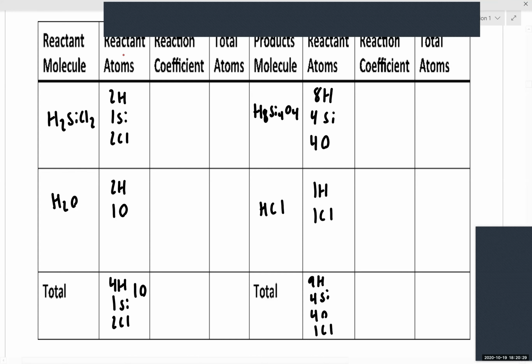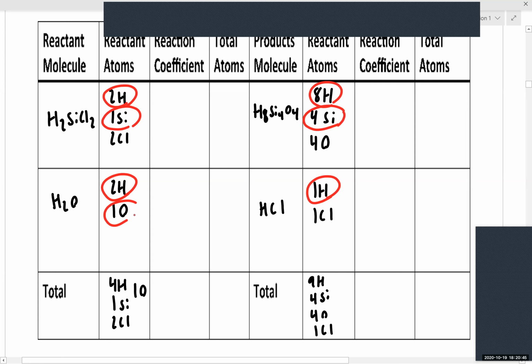Which atoms are not balanced? Hydrogen. What was that? Hydrogen. Hydrogen, yep. So let's circle hydrogen. Silicon. Silicon, okay. And what else? Oxygen. Oxygen, yep. And even chlorine. This whole equation's not balanced. So where do we start?